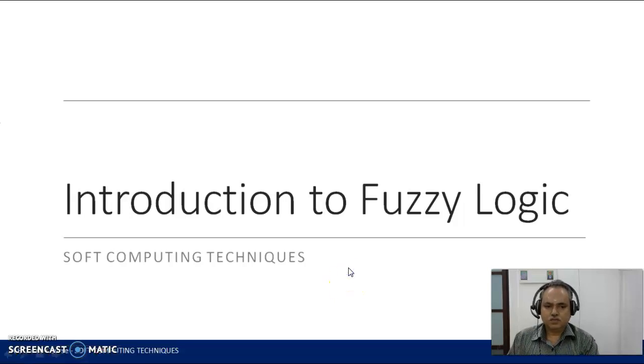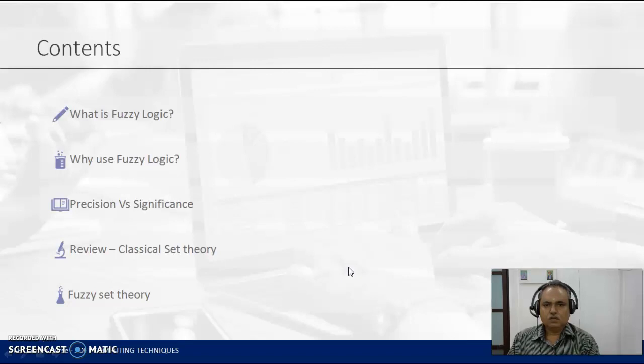The content of the modules are: first, we are going to learn what is fuzzy logic, its definitions, and what are the advantages of this. Then, what is the difference between precision and significance. We are going to review the classical set theory information, then we will see fuzzy set theory.